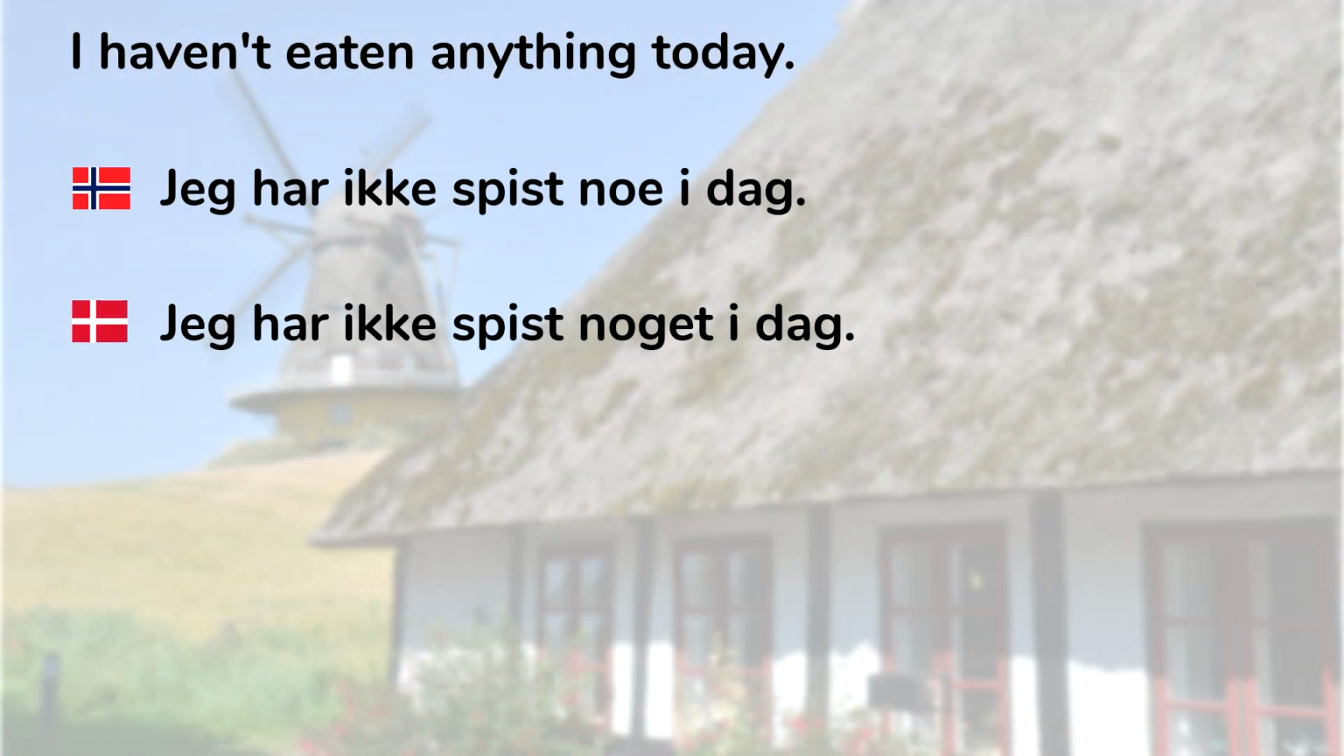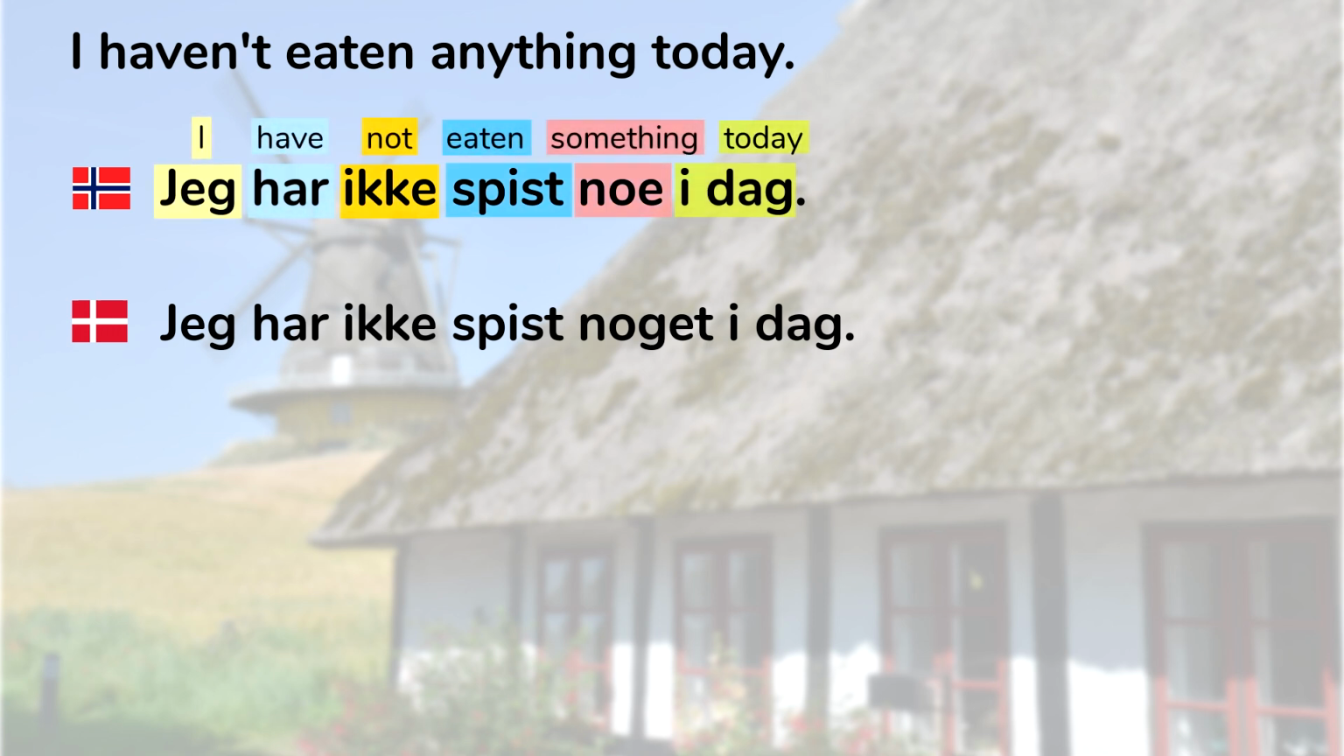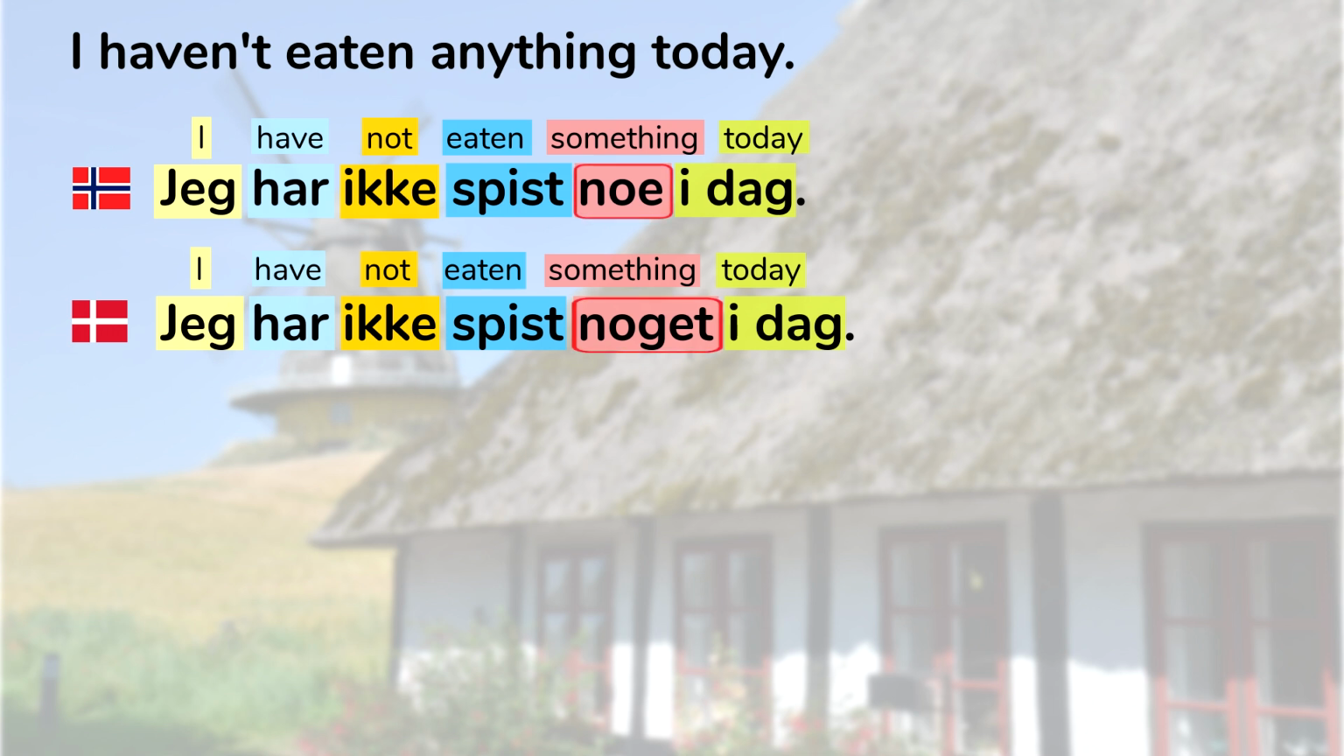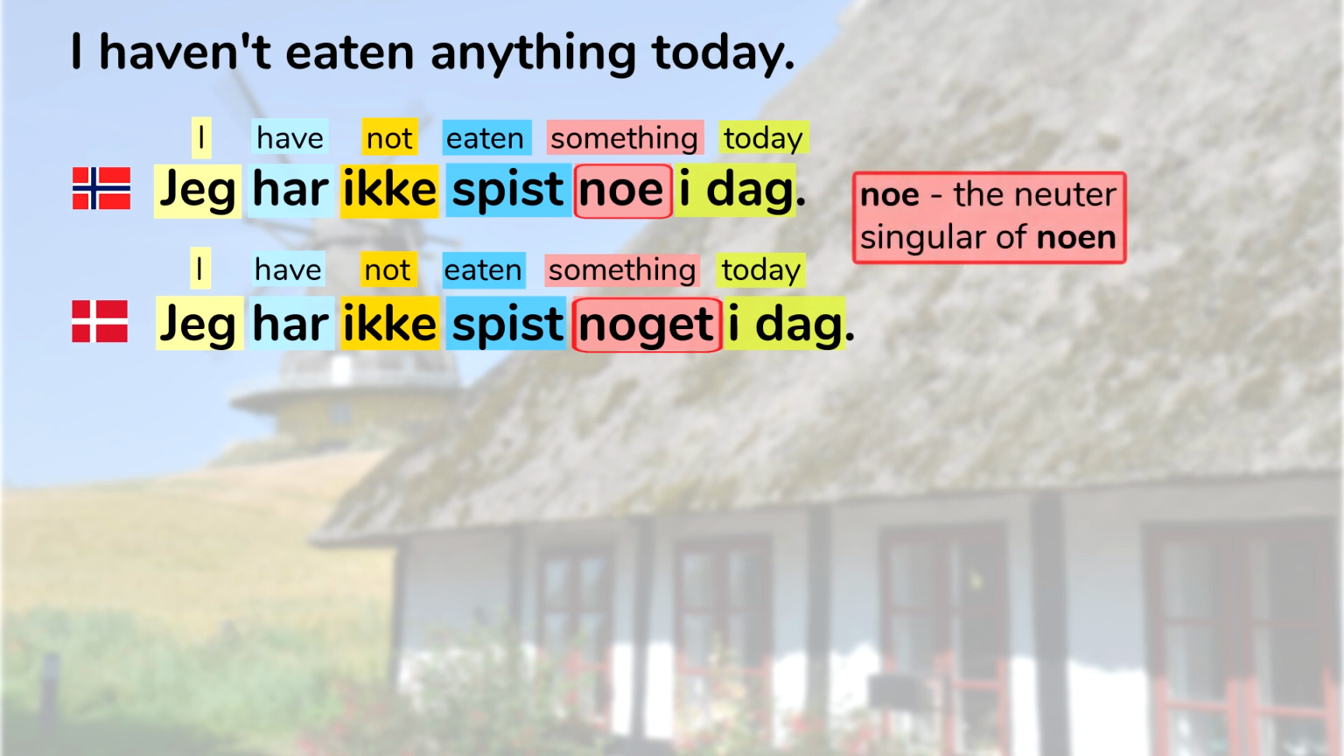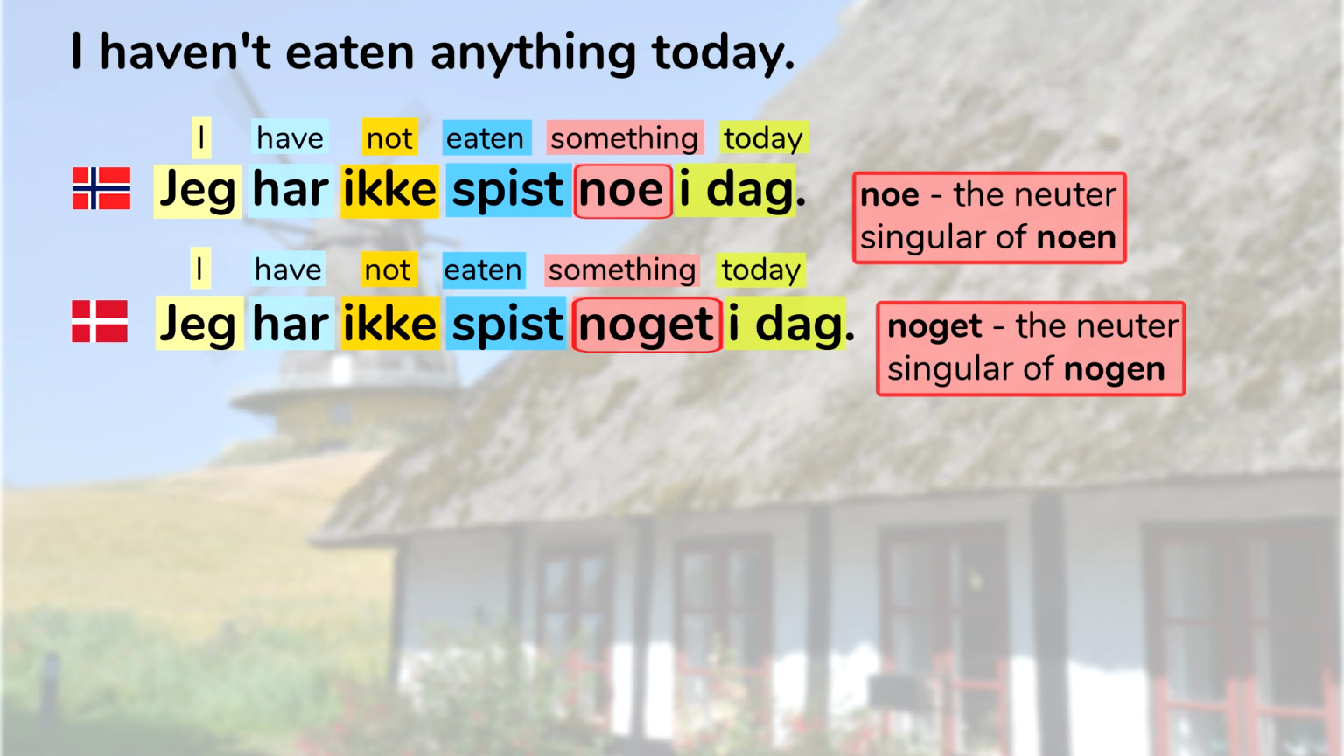Here's another sentence meaning I haven't eaten anything today, in Norwegian, Jeg har ikke spist noe i dag, and in Danish, Jeg har ikke spist noget i dag. Here's another sentence that's very similar on paper, with some differences in pronunciation, and one word with a slightly different form in either language. In Norwegian, there's Noe, the neuter singular of noen. In Danish, there's Noget, the neuter singular of Nogen.